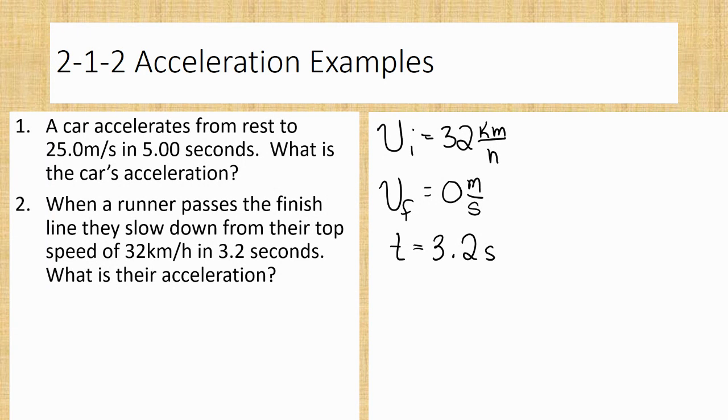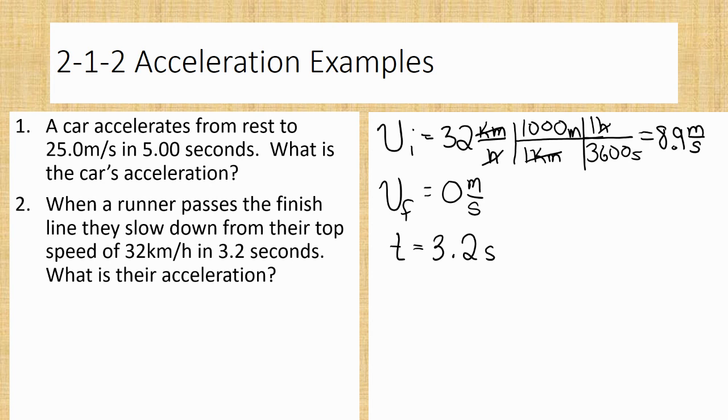Now, before we can calculate the acceleration, we have to convert the 32 kilometers per hour into meters per second. So remember, in 1 kilometer, there are 1,000 meters. And 1 hour is 3,600 seconds. So hours cancels hours, kilometers with kilometers, and we can solve this out. 32 times 1,000 divided by 3,600 comes out to be 8.9 meters per second.